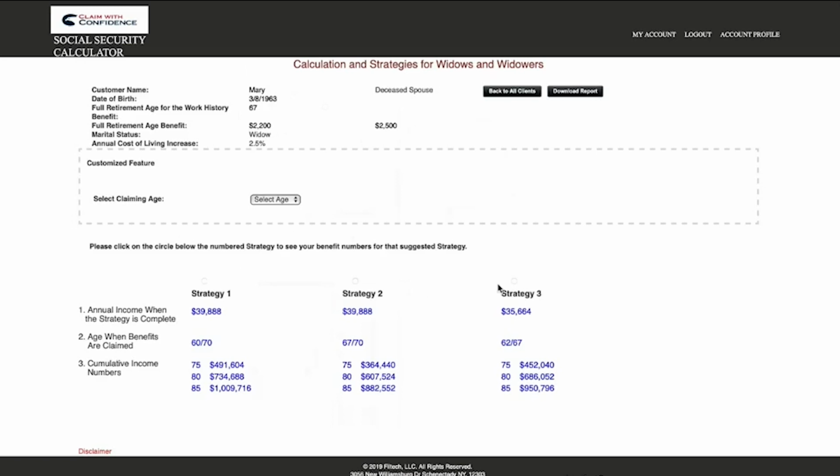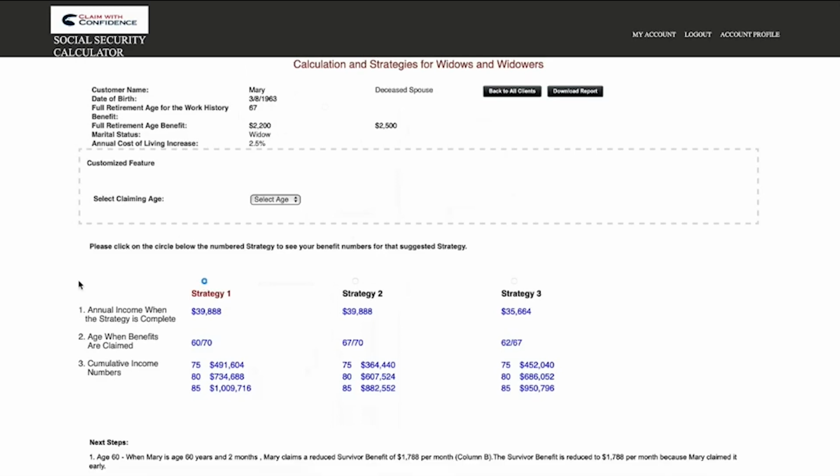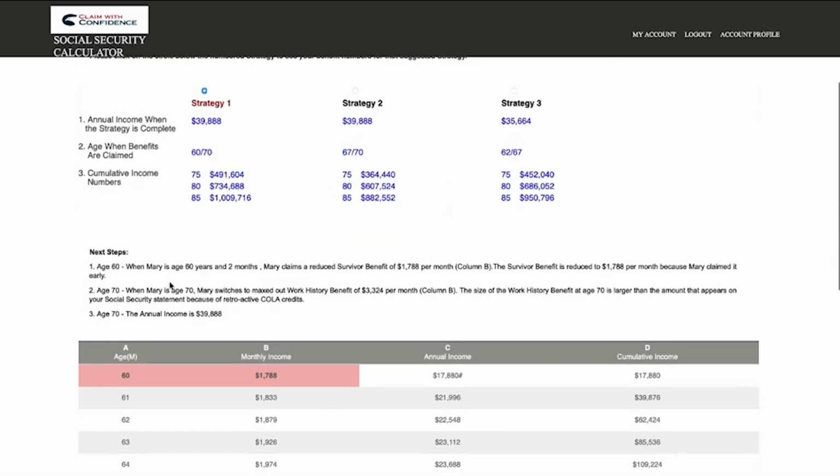So there are three suggested claiming strategies. With strategy one, if we scroll down here, you see we're going to have Mary claim when she's 60 years and 2 months old. In fact, that's her current age. And you can claim a survivor benefit. She's going to claim this reduced survivor benefit of $1,788 per month. Now, you can claim a survivor benefit as early as age 60. That's different from Mary's own benefit. The earliest she could claim that would be age 62.